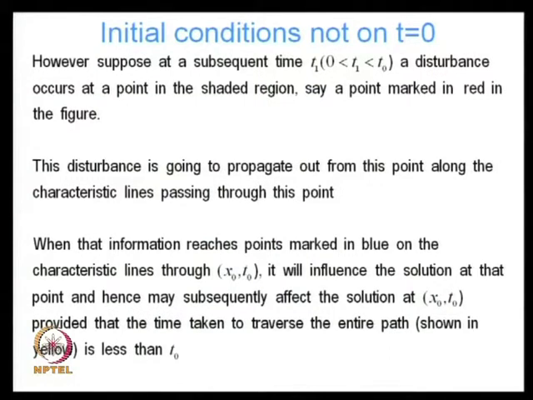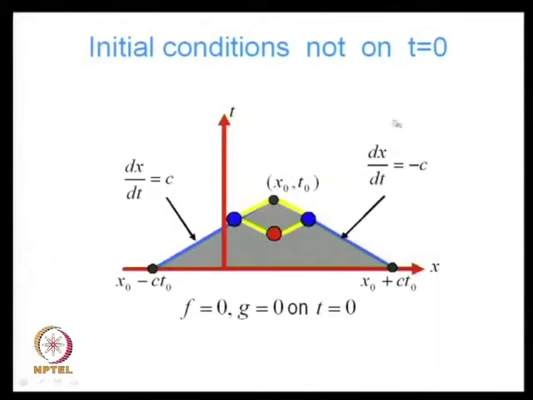Suppose at a subsequent time t1, which is greater than 0 but less than t0, a disturbance occurs at a point in the shaded region, say a point marked in red in the figure. So, basically suppose at time t greater than 0, because I am moving along the time axis, that is after I commence my solution, I have an excitation at this red point, right. I apply an excitation here.